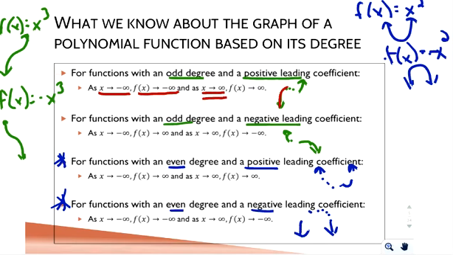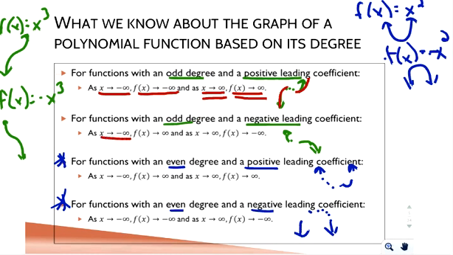As the x's get really big, meaning if you trace the graph to the right, which way do the y's go? Well, the y's go up. They get really big as well. As the x's go toward positive infinity, the y values go toward positive infinity too.